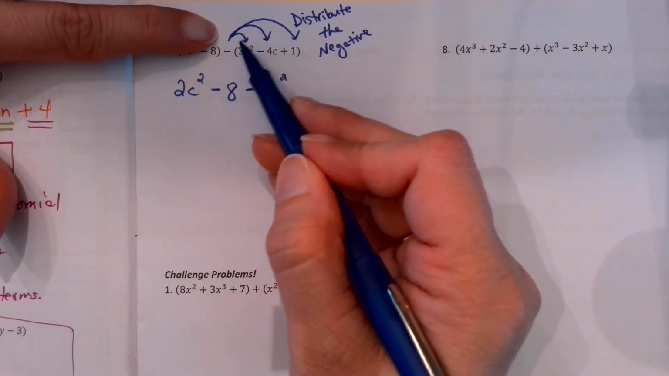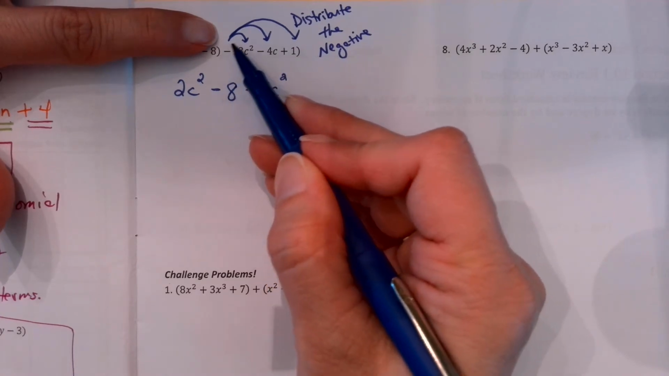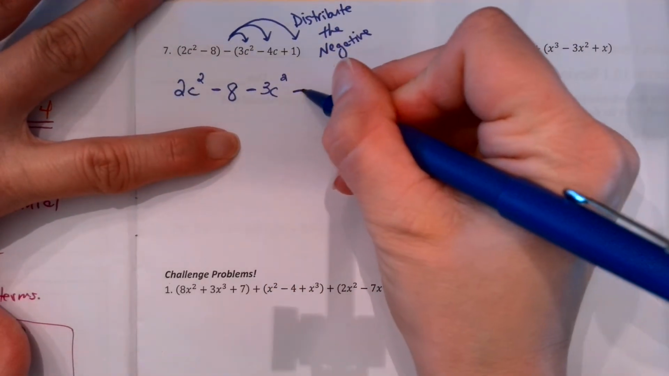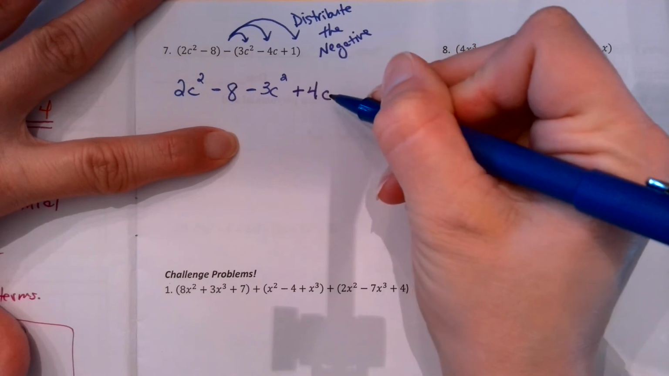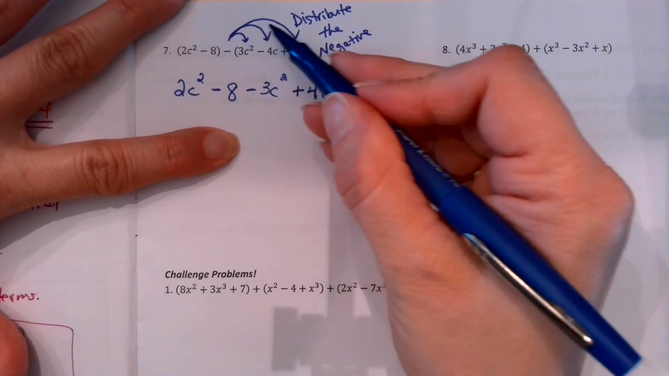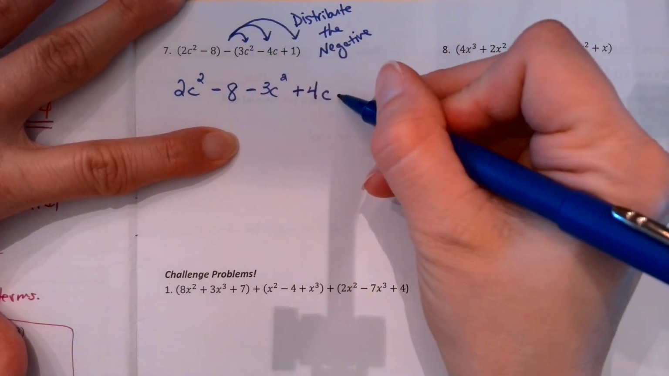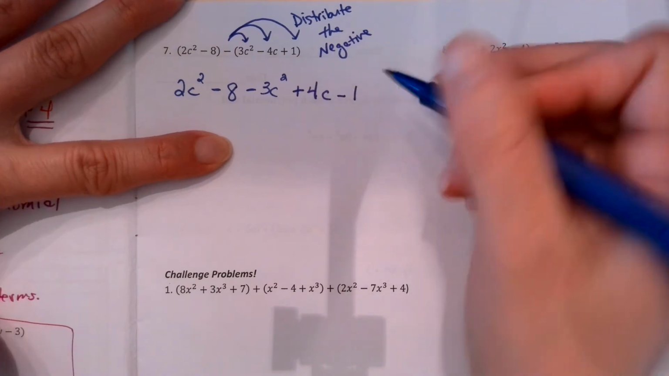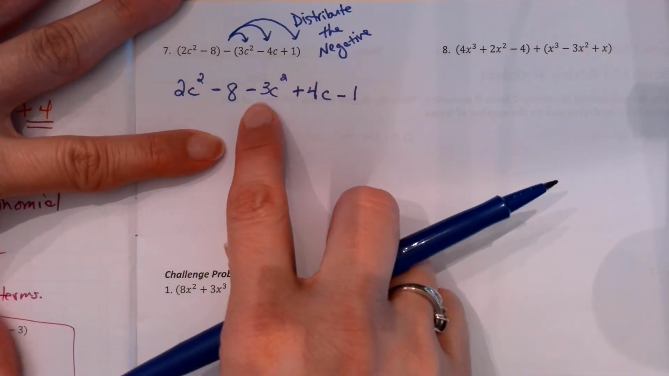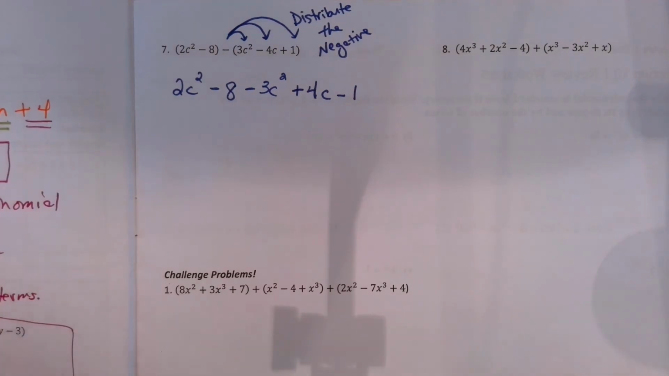How do you subtract a negative? A negative times a negative, we're going to write plus 4c. And then a minus times a positive, we're going to say subtract 1. Okay? After you distribute the negative, the parentheses are not needed. And now it's time to combine like terms.